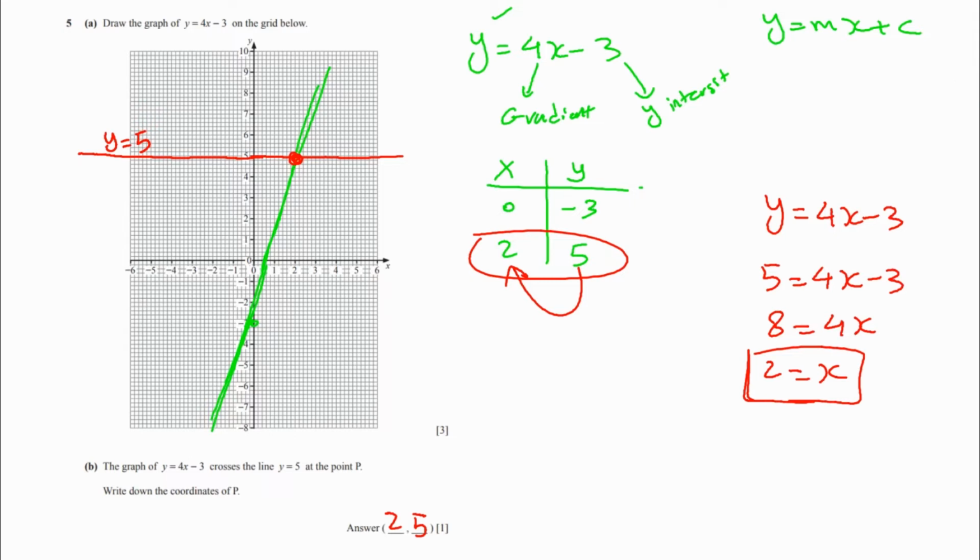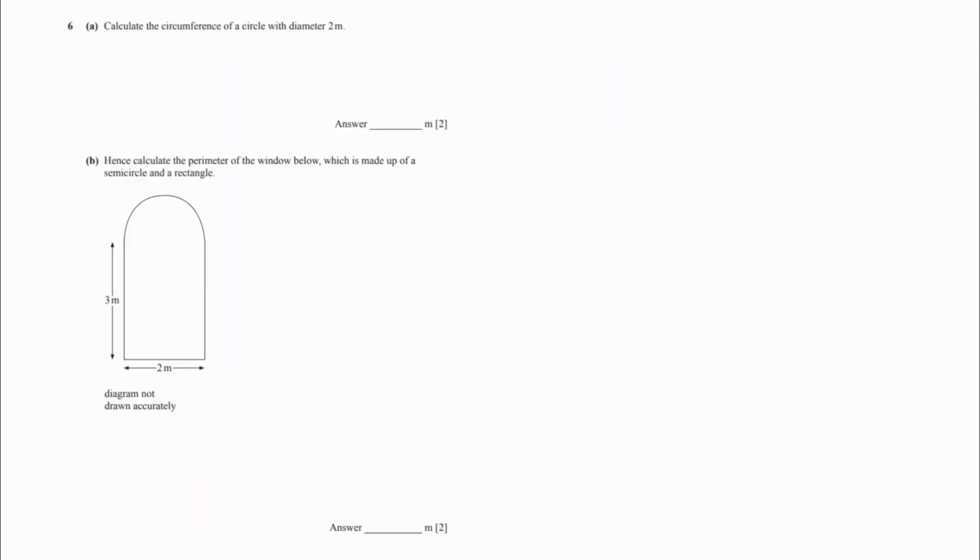Okay. Question 6. Calculate the circumference of a circle with diameter 2. So circumference, if we show it by C, for a circle is pi d. So diameter is 2, so this would be pi times 2.